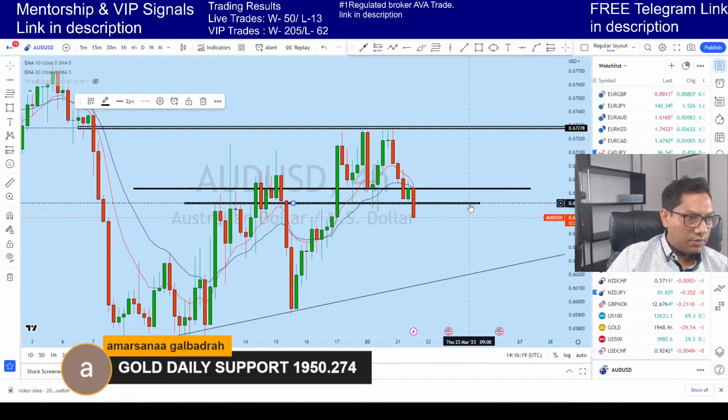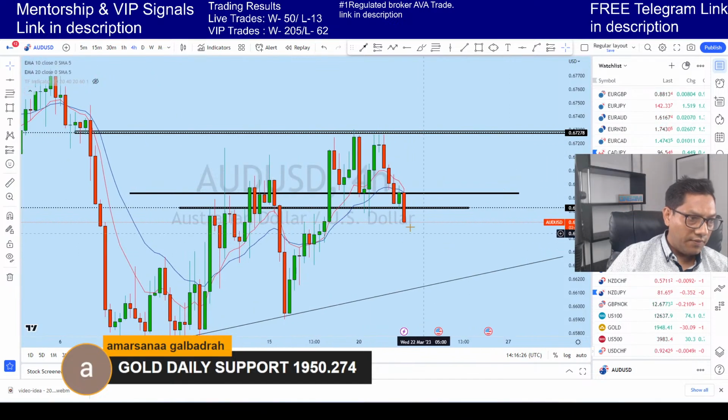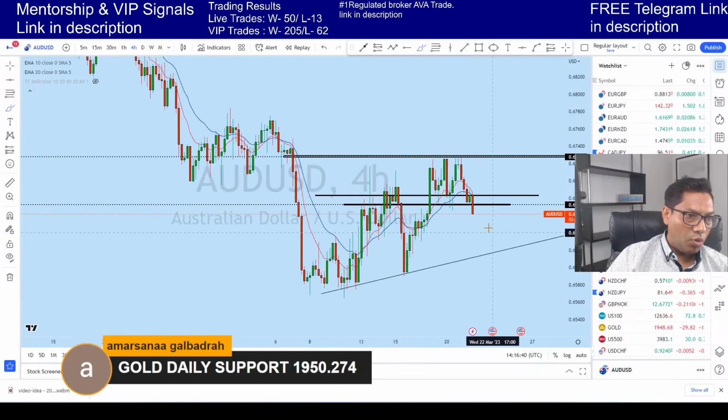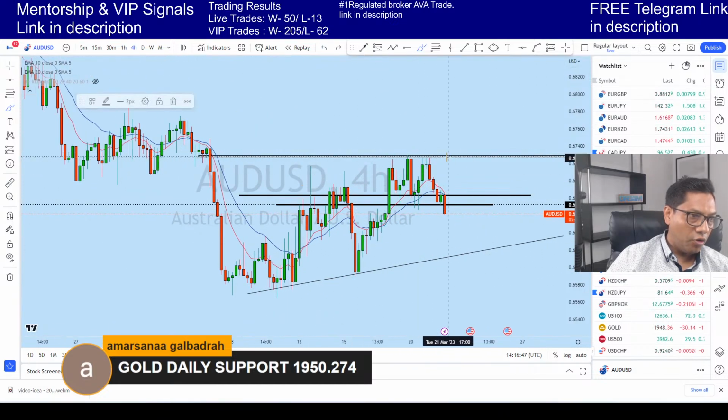Okay, so any close below will give us a selling opportunity from this level on AUD USD. Support here, support here, support here, which is turning resistance along with this 20 EMA. And I think that we might see a bit of a deeper drop on AUD USD because it has gone up from a head and shoulder, which means we could see a little bit of a stronger move to the downside.